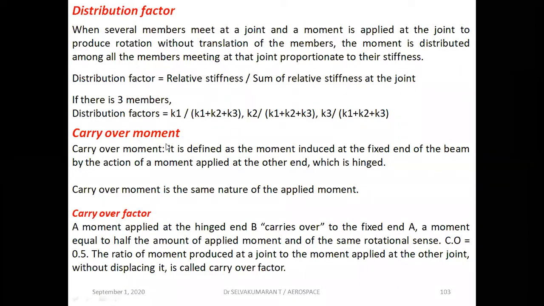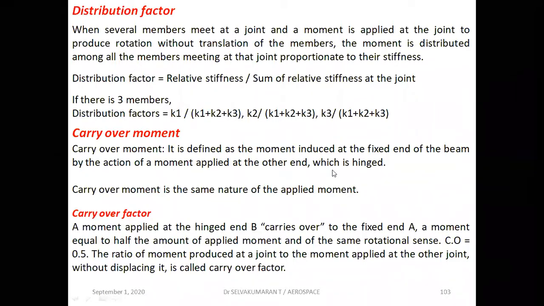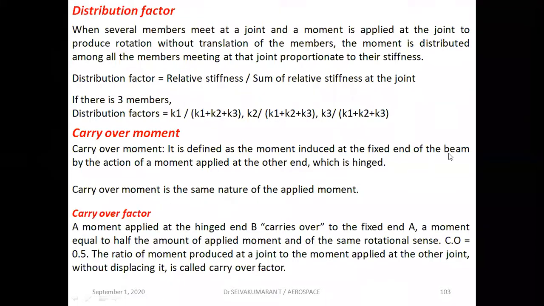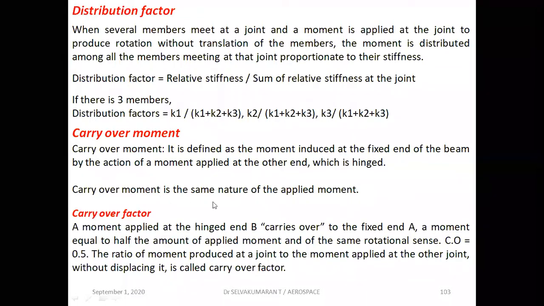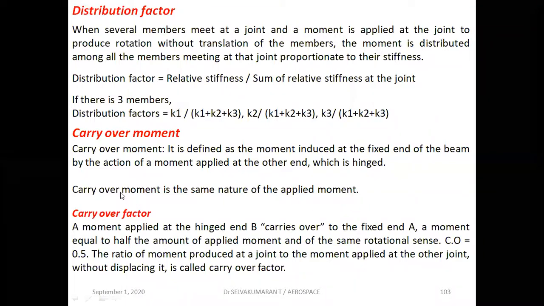Then carryover moment. It is defined as the moment induced at the fixed end of a beam by the action of a moment applied at the other end, which is hinged. Carryover moment is of the same nature as the applied moment. That is, if the applied moment is clockwise, the carryover moment will also be clockwise, the same sense. Anti-clockwise means anti-clockwise. I will explain this while explaining the derivation part.